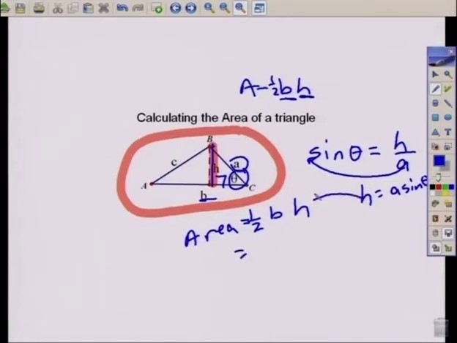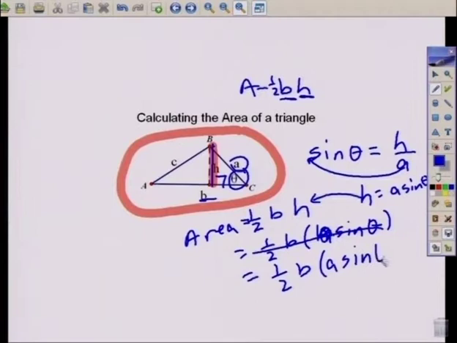So I can substitute this h in here, and I get 1/2 B h times the sine of theta. Sorry, that's an A, not an H. Let me just rewrite that here: 1/2 B times A times the sine of theta. And so in your textbook, you're most likely going to see an area formula for a triangle being 1/2 AB times the sine of the angle that is between those two sides.